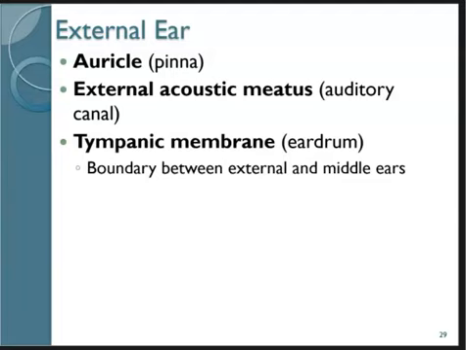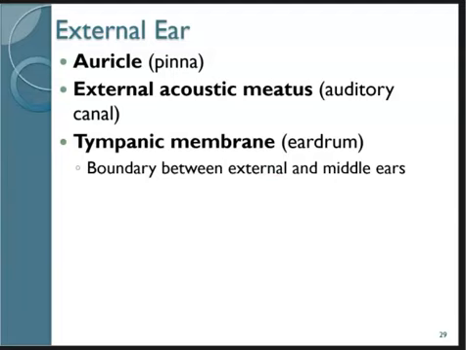External auditory canal. The external auditory canal will transmit the sound to the tympanic membrane. It has hair, it has a sebaceous gland as well as a ceruminous gland. The ceruminous gland is what's responsible for the wax, which helps to keep that auditory canal waterproof. Then the tympanic membrane, that's the eardrum, which is the boundary between the external and middle ear.